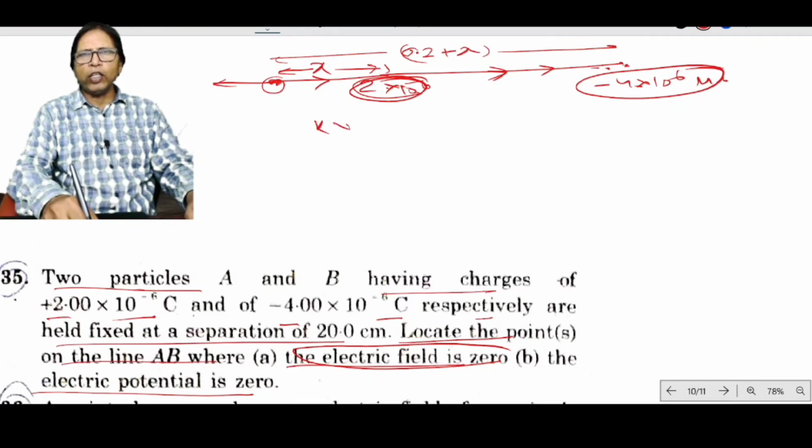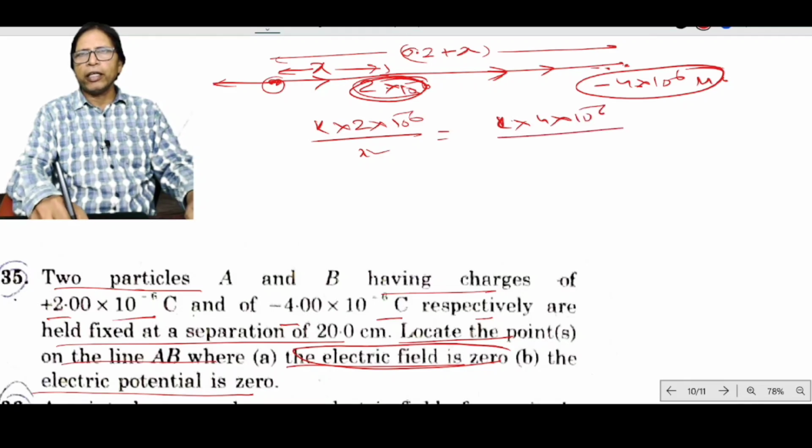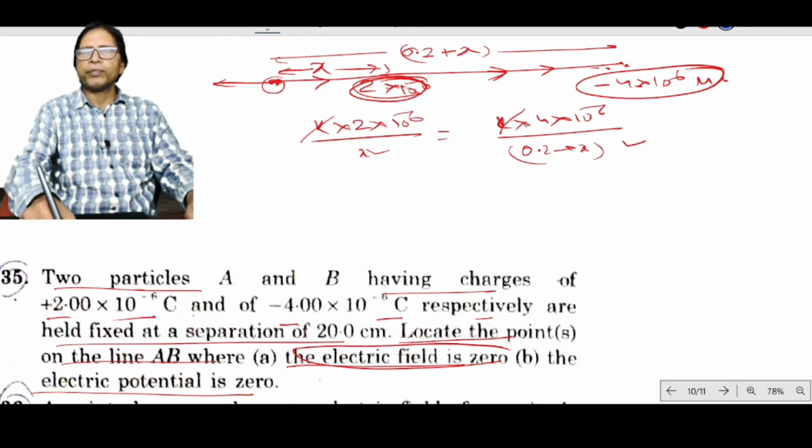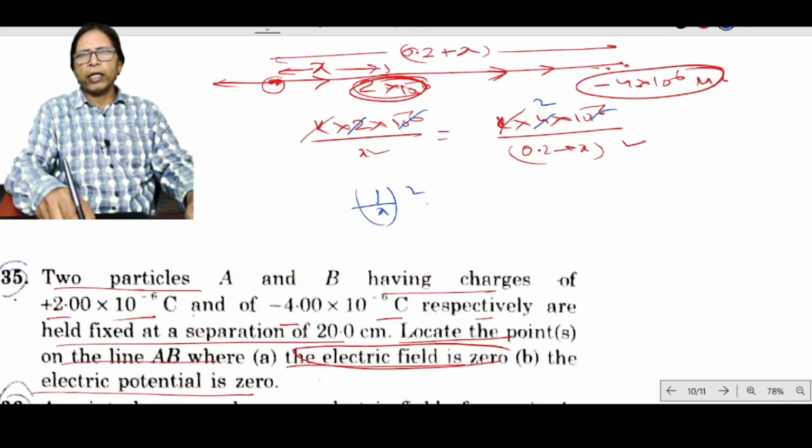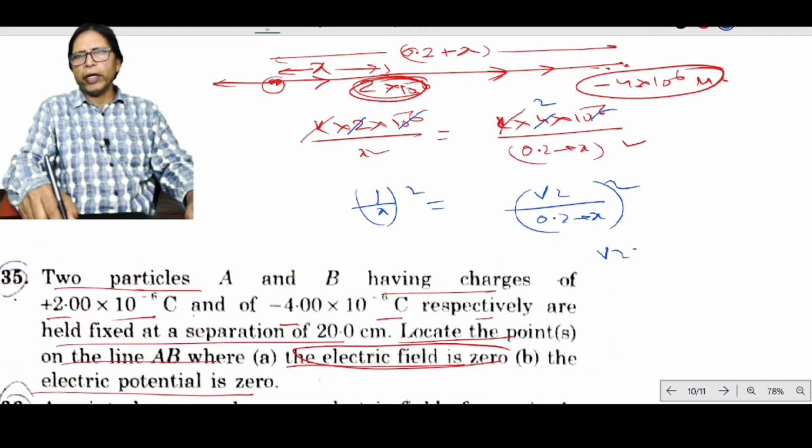This is k into q, q means 2 into 10 to the power minus 6, by x square. This equals k into 4 into 10 to the power minus 6 divided by (0.2 plus x) whole square. Okay. Now look at this. This cancels out. This and this cancel out. This and this cancel out. So look at this. 1 by x whole square equals root 2 divided by (0.2 plus x) whole square. Okay. No problem. Therefore, root 2 x equals 0.2 plus x.